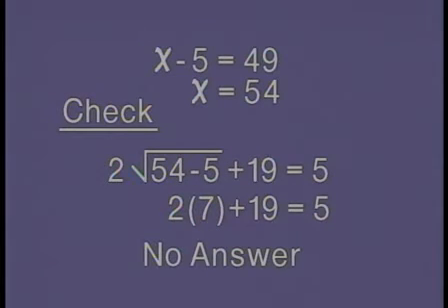We continue on. We square both sides. Notice negative 7 squared is positive 49. We then solve for x. We get x equals 54. We then check our only solution, which is x equals 54. We replace the x with 54, and we get 2 times 7, which is 14, plus 19 equals 5. Now, I don't know how bad your arithmetic is, but I don't think that 14 plus 19 equals 5 in anybody's world, and therefore that x equals 54 does not check. In fact, the answer to our original equation is that there is no answer, or no solution.